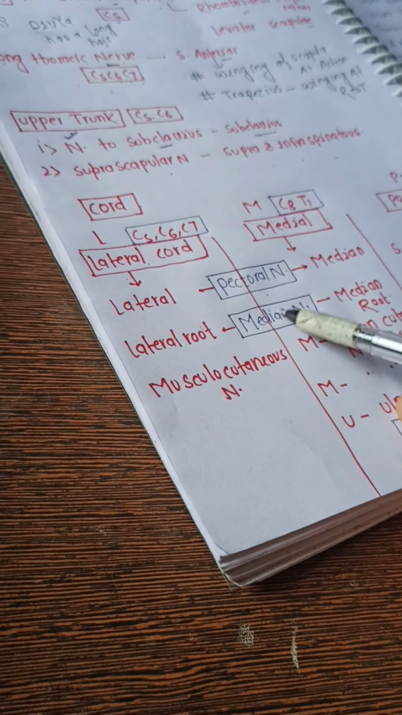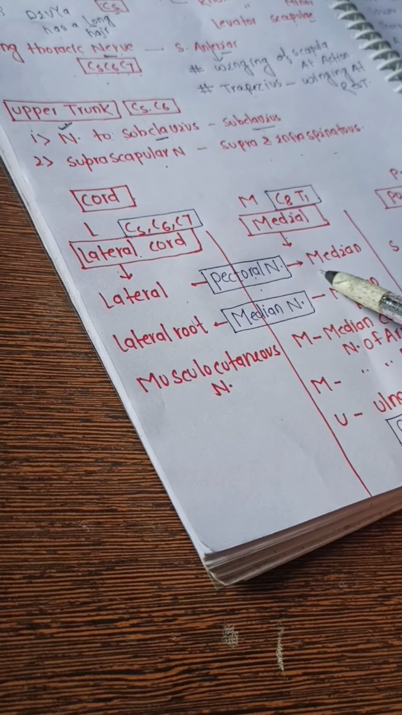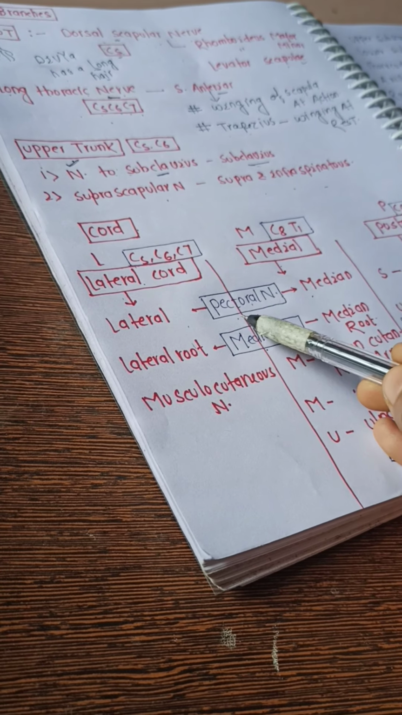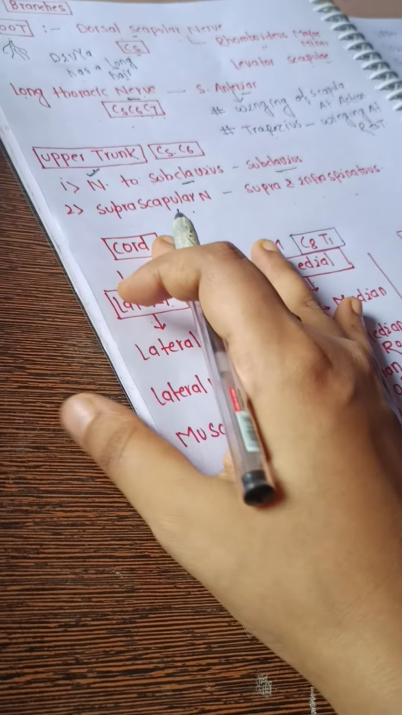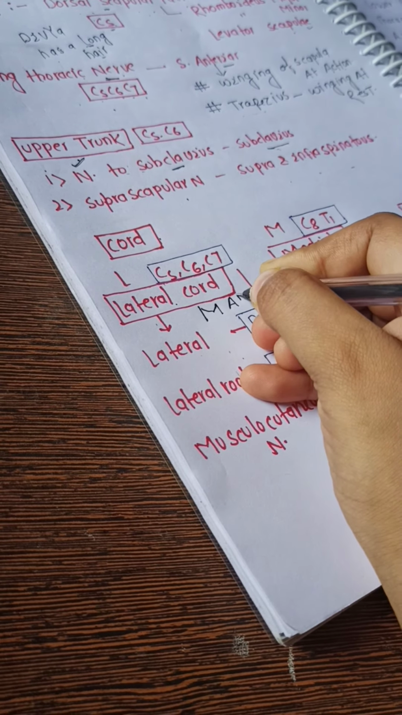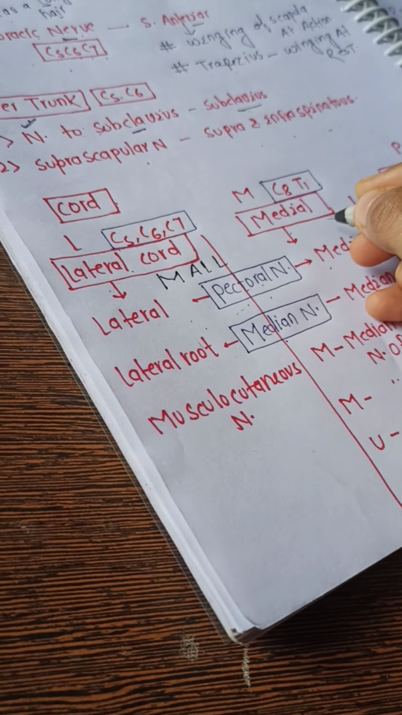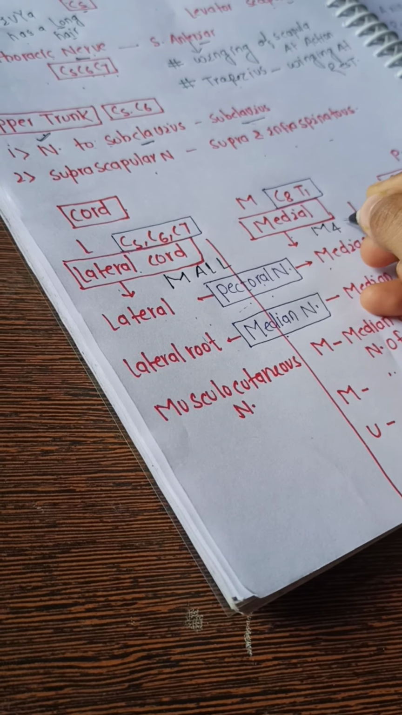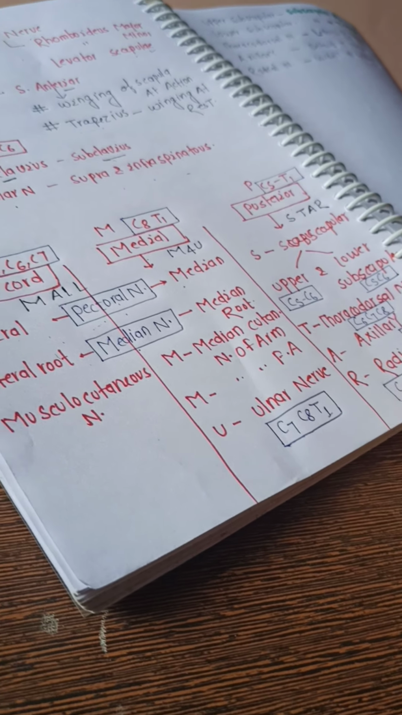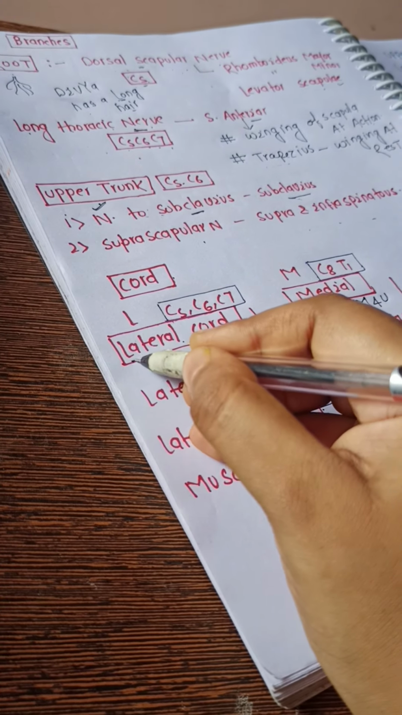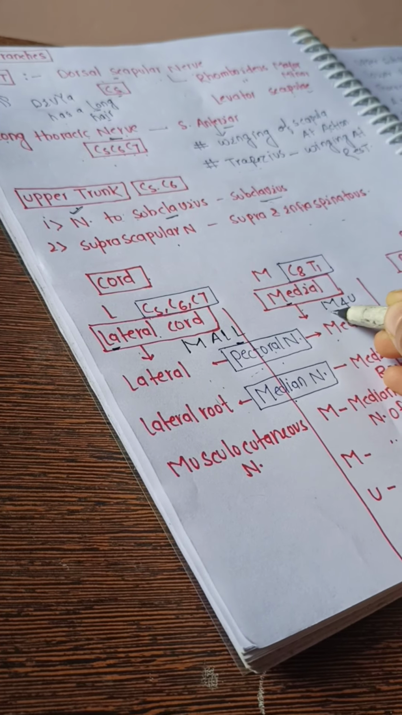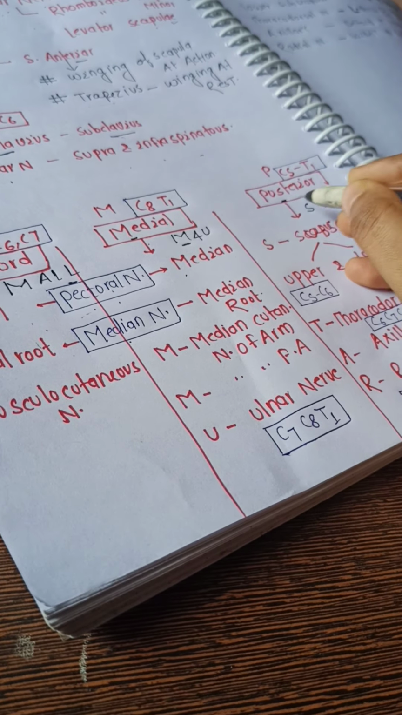And two nerves are common in both lateral and medial cord, that is the pectoral nerve and the median nerve. How will we remember? Pectoral nerve, and the mnemonic for the lateral cord is MOL. For medial cord, the mnemonic is M for U. Posterior is the star. How will we remember? Lateral cord L, medial cord M, posterior cord S star.